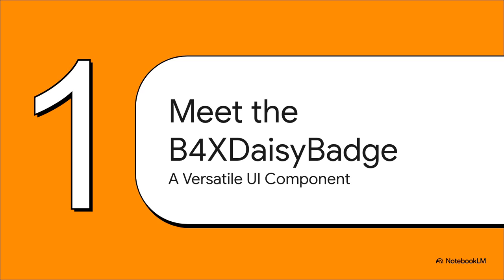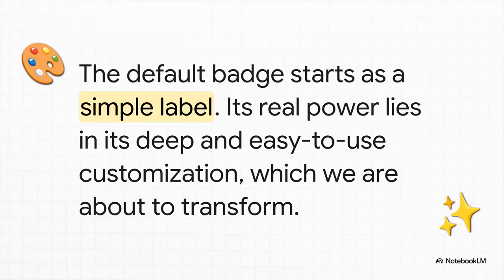Think of it as your go-to tool for creating pretty much anything from simple status indicators to complex interactive tags in your B4X apps. The whole idea is that it's built to be flexible and really customizable right out of the box. At its heart, it starts out as just a simple label like this one. But its real power, and this is the cool part, is in its deep and super easy-to-use customization. So right now, we're going to take this blank canvas and see how we can unlock its full potential.